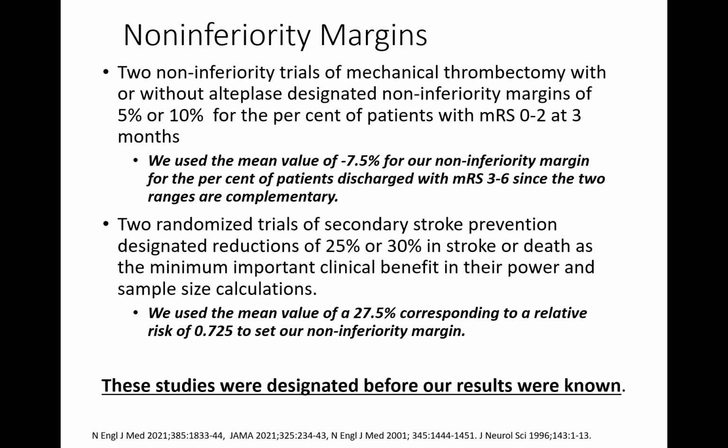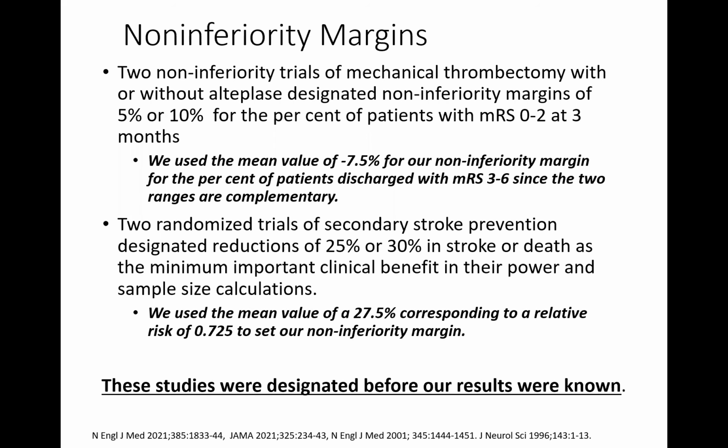Okay. So we went back to the literature, and we found 2 non-inferiority trials. They used the same endpoint we did. They used it at 3 months. We used it at hospital discharge. We took the average of those 2 trials, which set non-inferiority margins of 5% or 10%, and split the difference. So our non-inferiority margin for hospital discharge was -7.5%. We found 2 randomized trials of secondary stroke prevention that used reductions of 25% or 30% as minimally important clinical benefit, and we split the difference there.